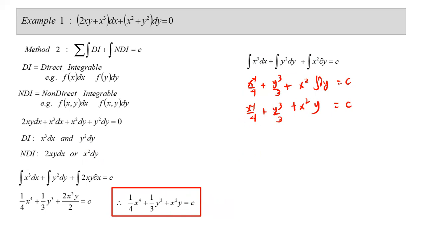So that's x to the 4 over 4, that's 1/4 x to the 4. Then 1/3 y cubed, plus x squared y, then this is x squared y, and then equals c.